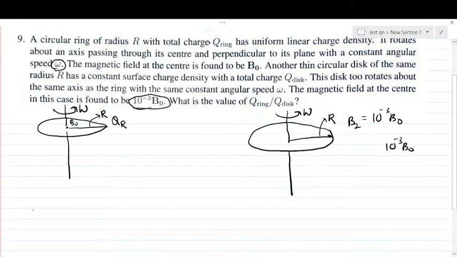Okay. We have to calculate this. So this is the ring and this is the disc. Okay.